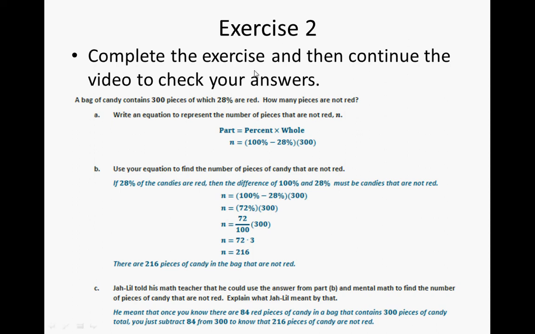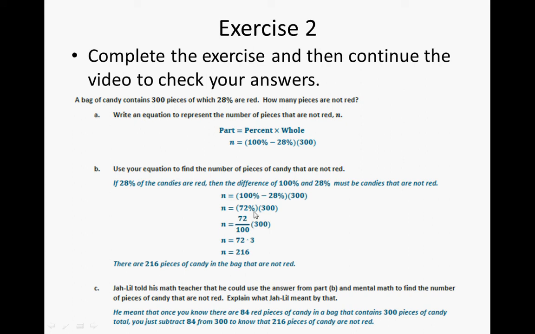Well, write an equation to represent the number of pieces that are not red. So now we're going to subtract. If we knew 100% and 28% are red, then that is going to be 100 minus 28, which would be 72, and we would multiply that by 300. Now use your equation to find the number of pieces of candy that are not red. Again, don't forget, we're not using 28, we're using the difference between 100 and 28. So that is our original equation, and then we simplify it. Well, 100 minus 28 is 72.